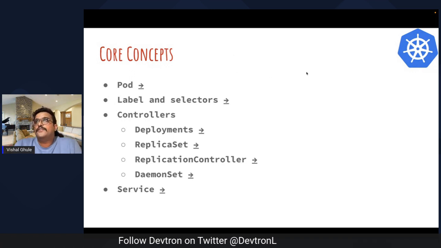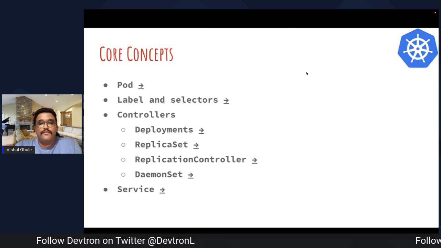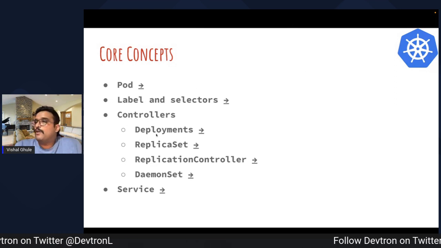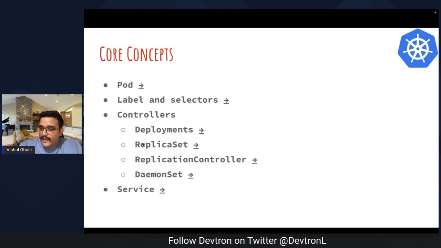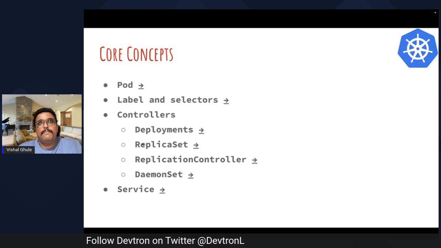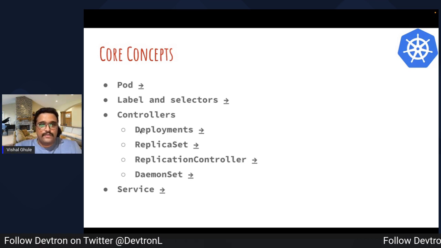So if you want to achieve scaling and rollout kinds of features, then we should deploy the application as a part of a deployment. What will happen is this deployment will create the replica set behind the scene, and that replica set will maintain the replicas of the pod. So that's why we need the deployment.